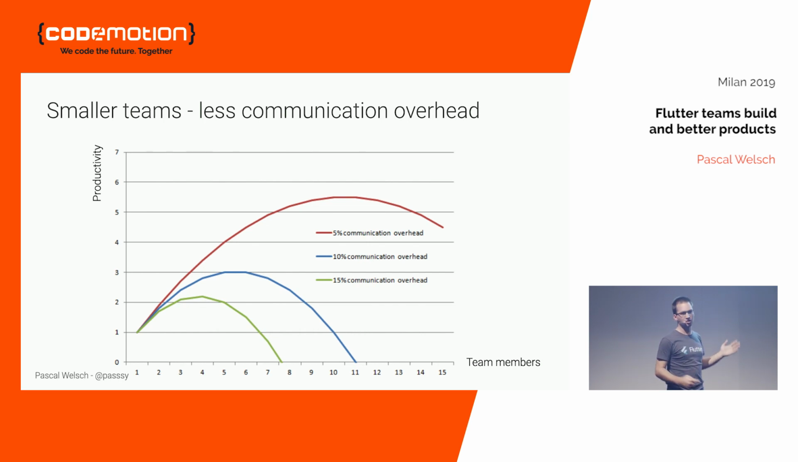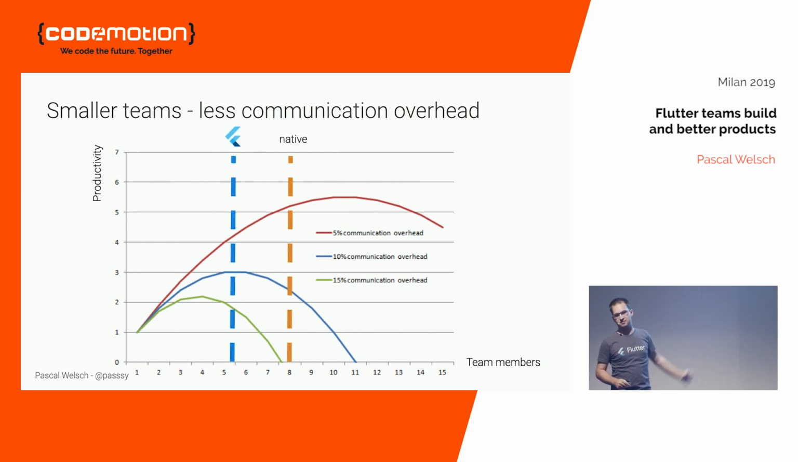So how does it look like for our Flutter and native teams? Our Flutter teams are here. And the blue curve represents what I usually see in companies. It's that there is a communication overhead of about 10%. And a Flutter team basically peaks at that. A minimal team, I've showed you before, peaks at that team size and has the maximum performance. A native team basically goes over the peak and becomes less performant because there are too many people involved.